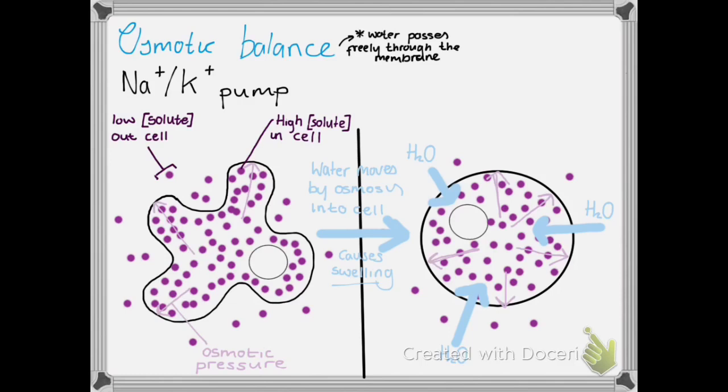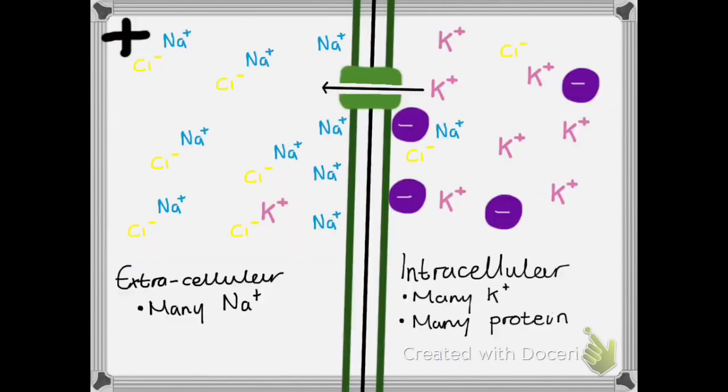This means that water can then move into the cell by osmosis, causing swelling because it wants to dilute that high concentration of solutes. The issue is now that the cell is really swollen and the pressure can cause it to actually burst.